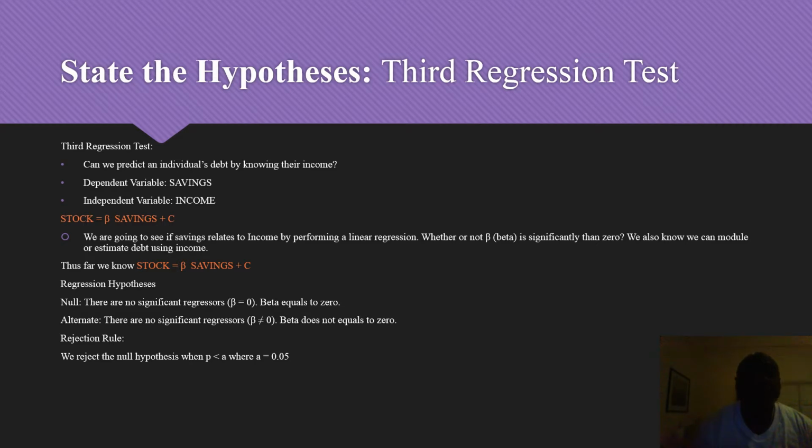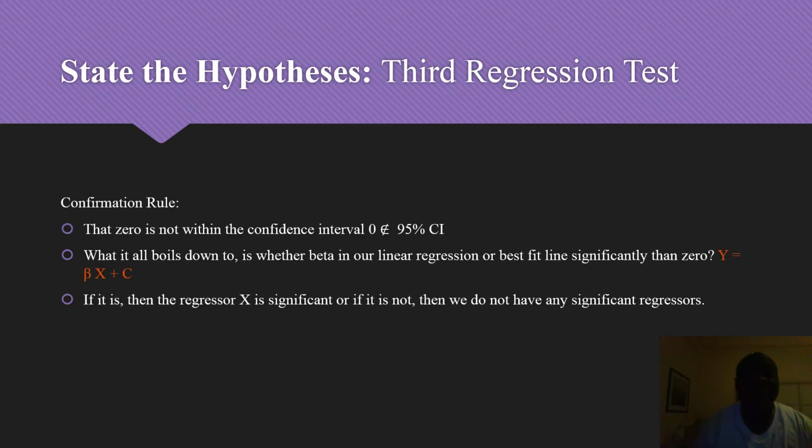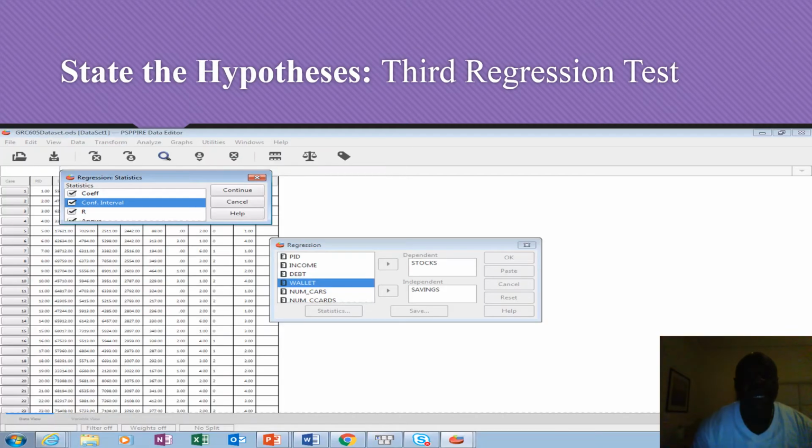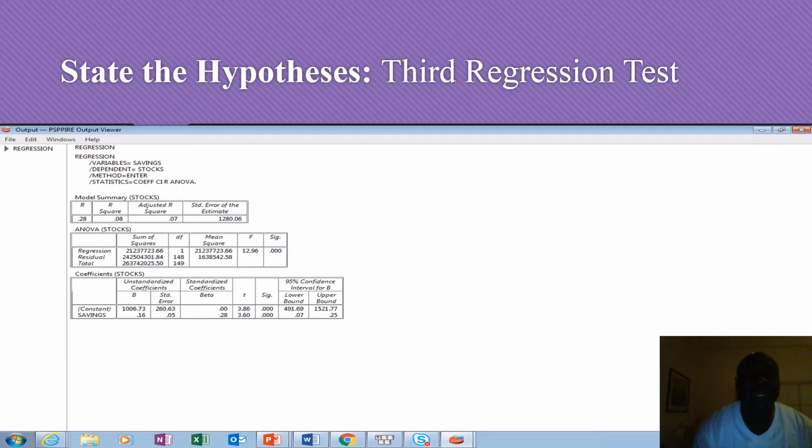For the third one, we're going to go through the same process. Here we're going to have stocks equals beta savings plus c. Again, we have our confirmation rule. For this, we are asking whether or not there is statistically significant estimation of a participant's stocks using savings. Again, we're going to go through the whole motion. This is just showing how we arrived at our data. Here's the data.